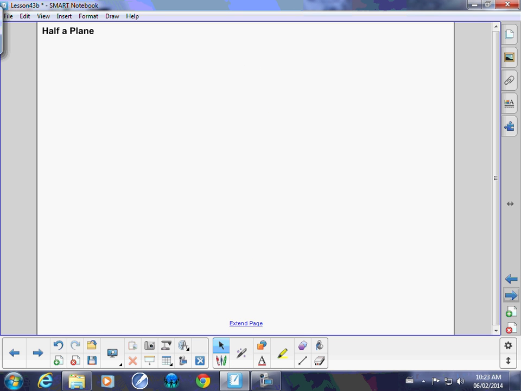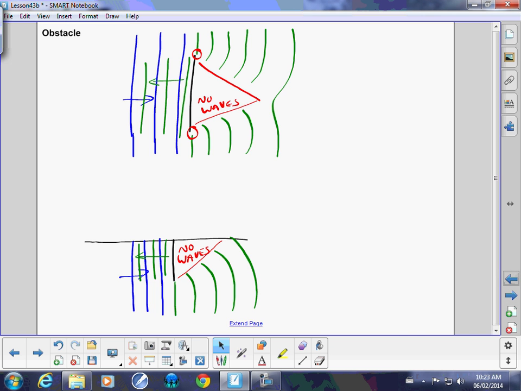Okay, half plane, I just did that in the previous slide. Sorry, I didn't realize it was coming. It's our bottom example here. So this is the half plane.